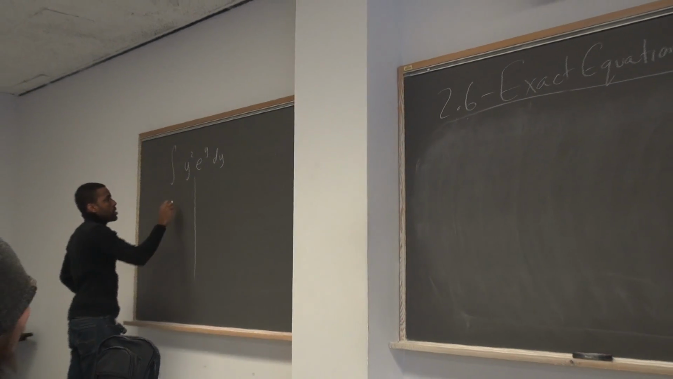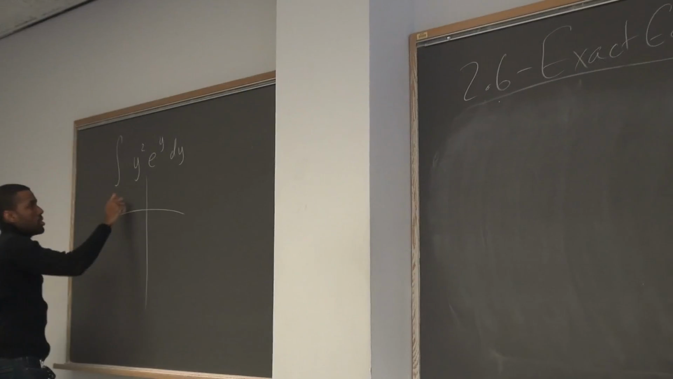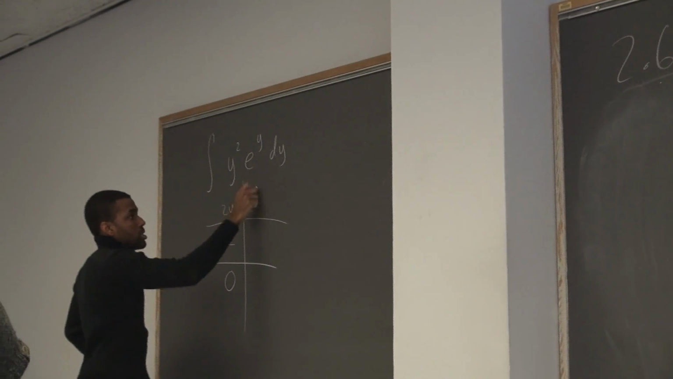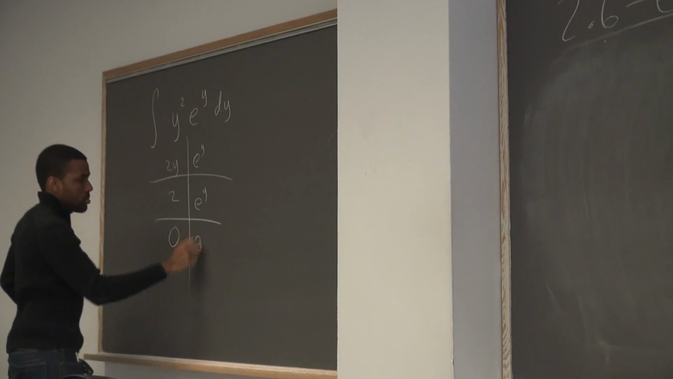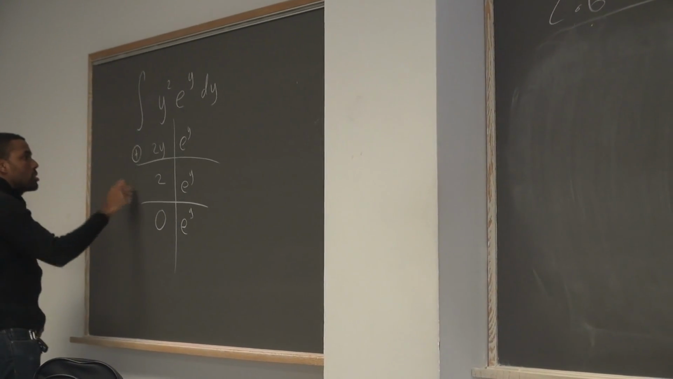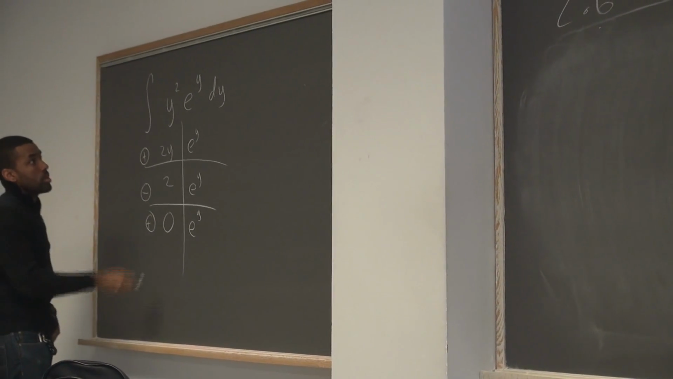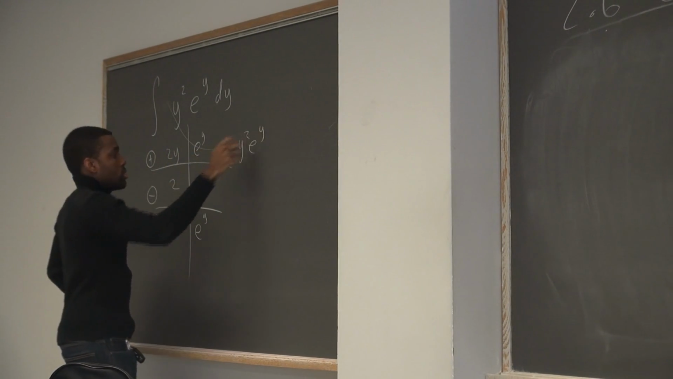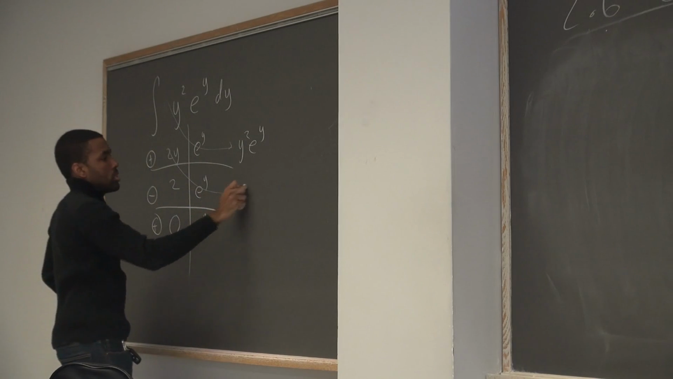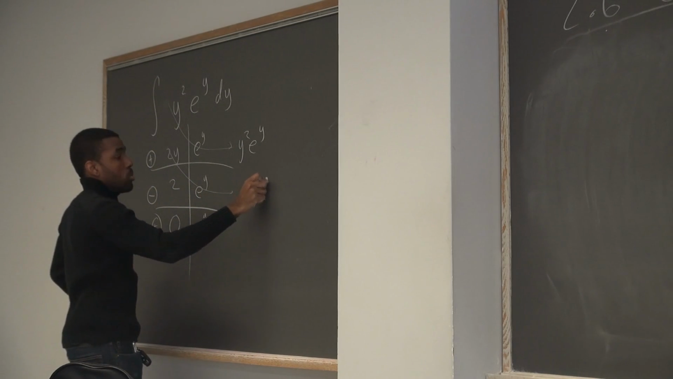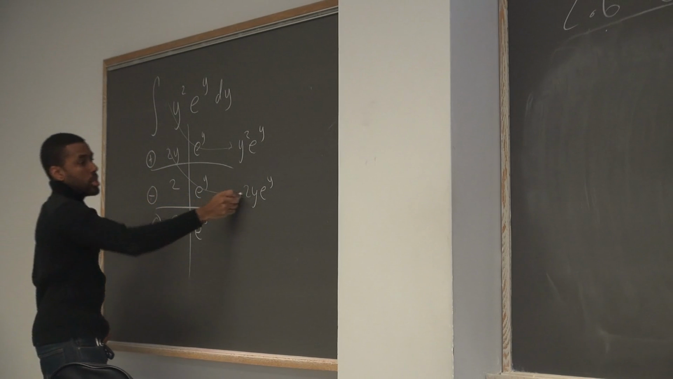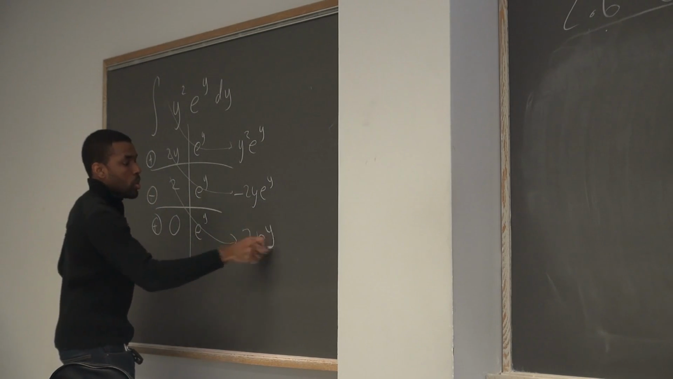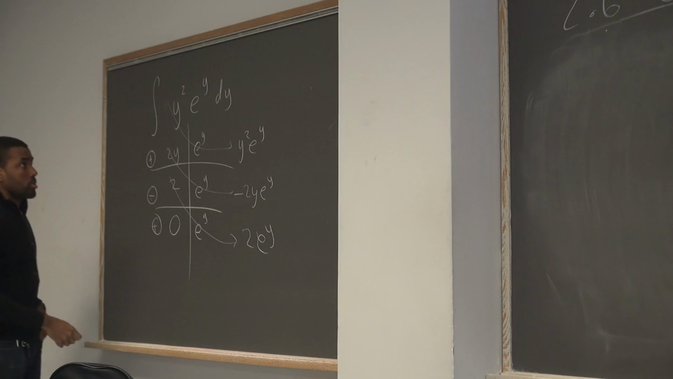Also, some of you have learned this in Calc 2. Differentiate this until you get 0. Keep integrating this until you get to that line. The sign change starts here. Multiply along the diagonals. y squared e to the y. 2y e to the y takes the minus sign. 2e to the y takes the positive sign.